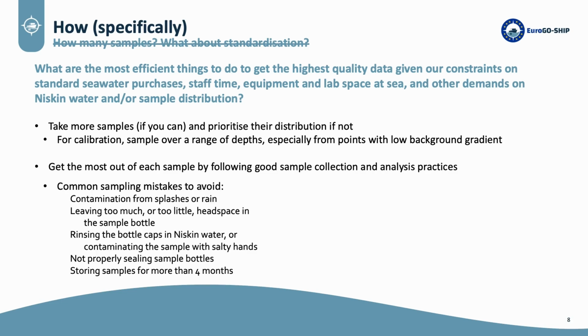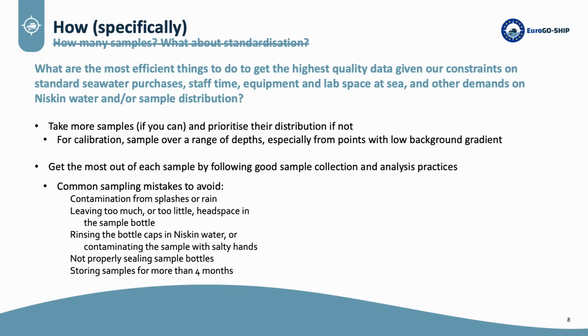So as far as sample collection, these are some things to keep in mind, some common mistakes that came up in some of the EuroGO-SHIP exercises that should be avoided. Contamination of the sample from splashes or rain, leaving too much headspace in the sample bottle that allows too much evaporation while the sample is stored. Leaving no headspace could allow the seal to be broken as the sample heats up.